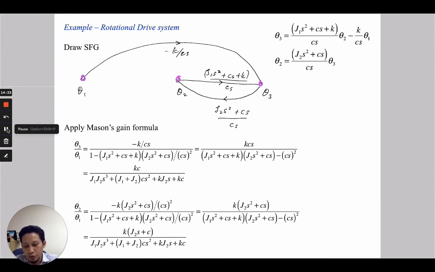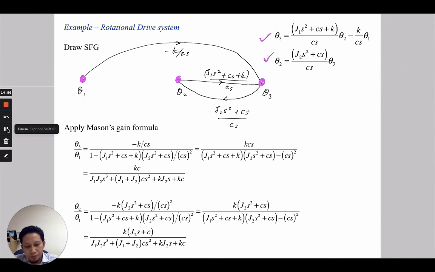So the first node is always the input, the final node is the output, and in between we have other nodes that we define in the equation. So in this case we have theta 1, theta 2 and theta 3. So we already have the equation for theta 3 and theta 2, so we can draw the signal flow graph.